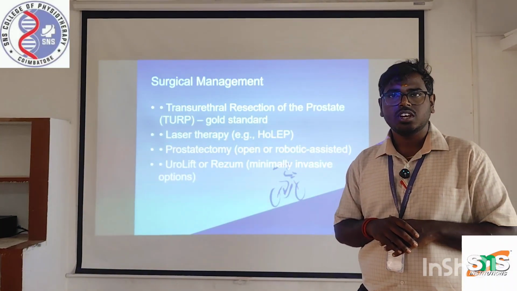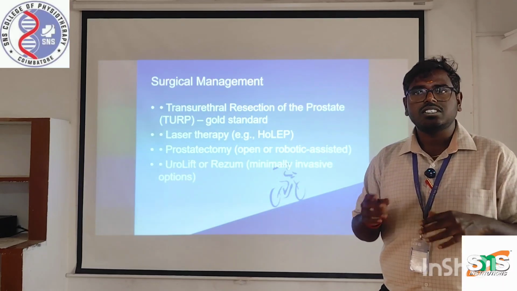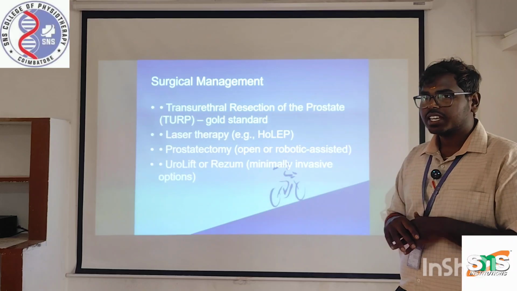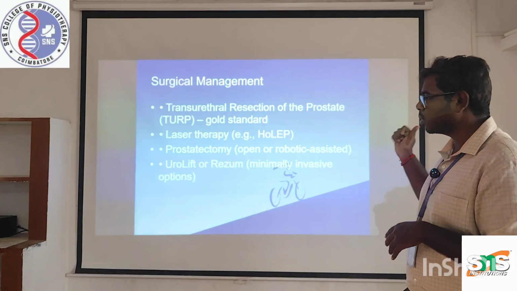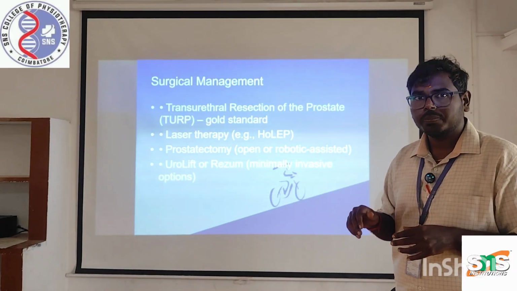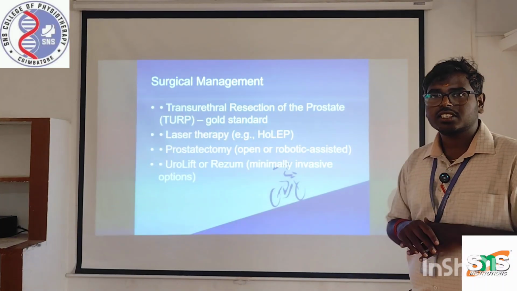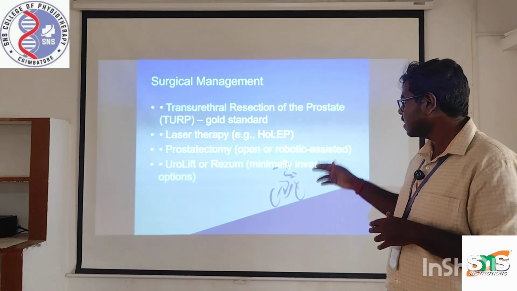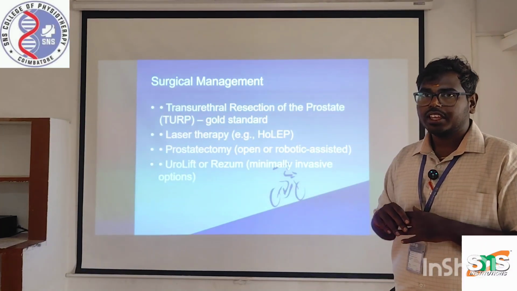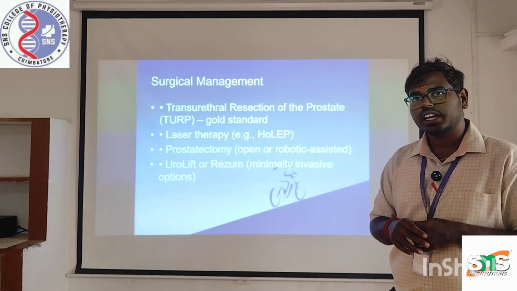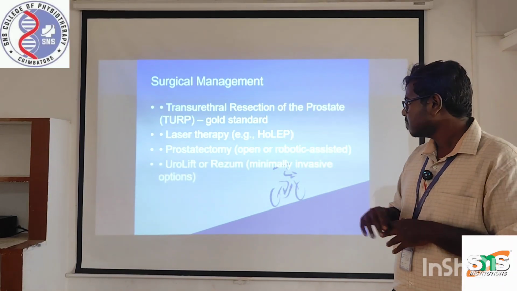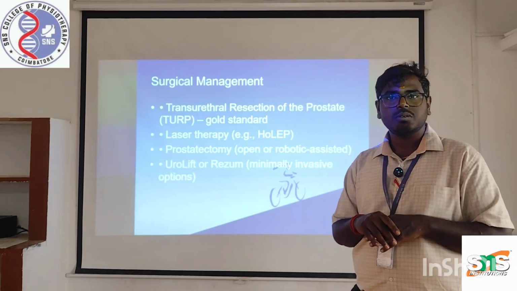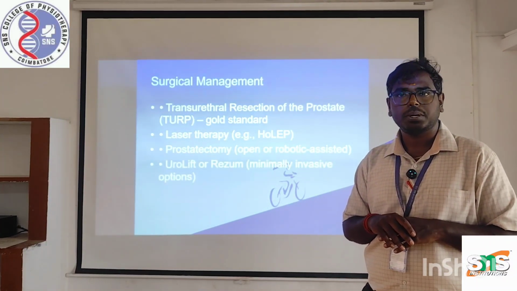Surgical procedures. In severe cases, surgery is the only management. In surgical management, the first one is transurethral resection of the prostate, shortly known as TURP. The second surgical method is laser therapy, by which we can treat the inflammation of the prostate gland. The next one, in severe cases, is the surgical removal of the prostate gland, known as prostatectomy. And finally UroLift and Rezum, which are minimally invasive methods for treating benign prostatic hyperplasia.